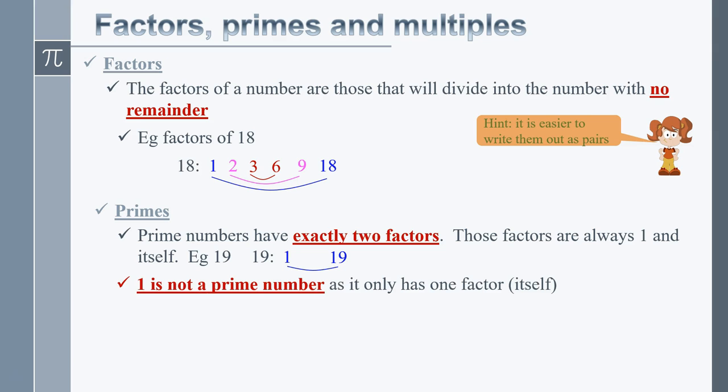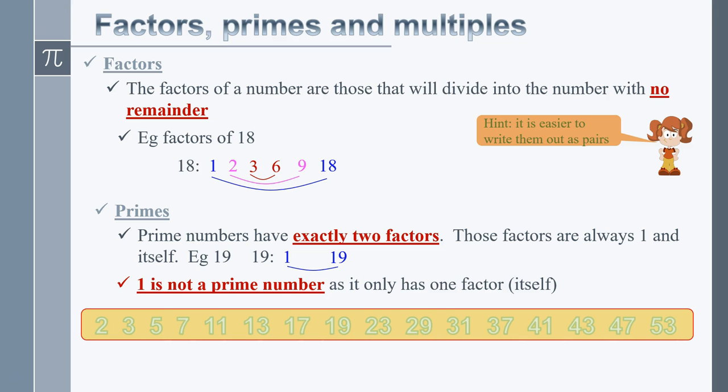Now, this one's an important one. 1 itself is not a prime number. And the reason comes back to our definition above here. Our definition said it's got to have 2 factors. But when you think about it, 1 has only got 1 factor. 1 is the only number that goes into it. So 1 kind of loses out. It's not a prime number. It loses out on a bit of a technicality.